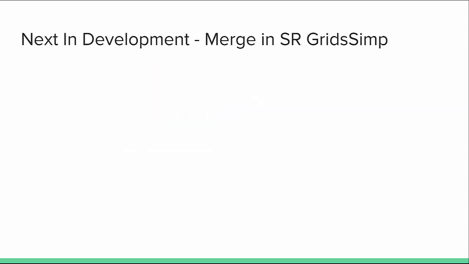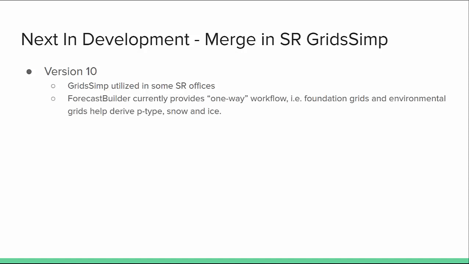Just an FYI. So finally, next in development for version 10 is merging in the Southern Region GridSimp software package. That software package has been utilized in some Southern Region offices over the last couple of years, adapted from ForecastBuilder. But why it's been separate is that ForecastBuilder up to this point has always been a one-way workflow. We do a foundation grid and maybe environmental grids, for those offices that have been doing top-down or Burgoyne. And then those help derive precipitation types, snow and ice.